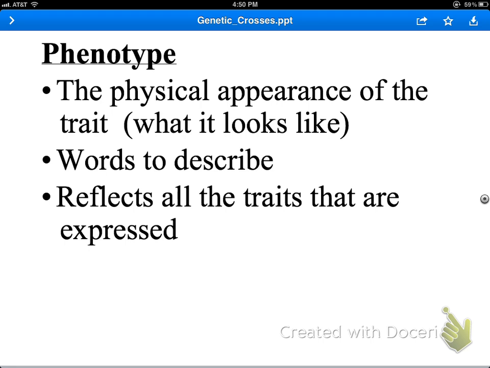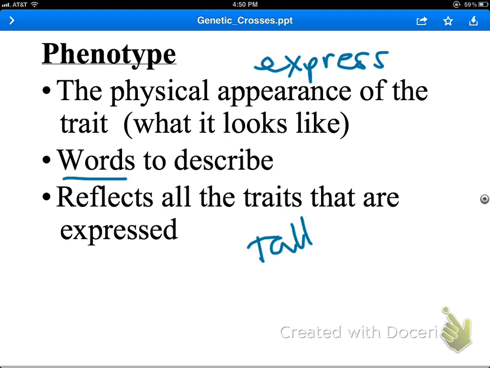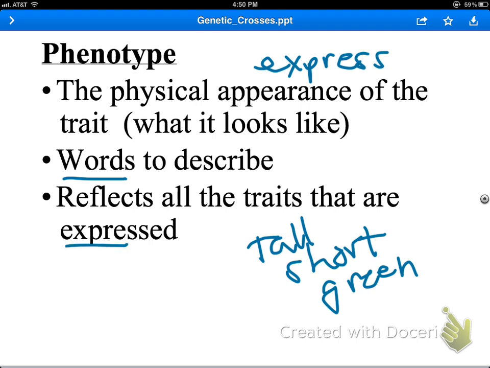Phenotype is another. This is what is physically expressed. This is what the trait looks like on the individual. So think about phenotype as what words would you use to describe it. So this would be like the words tall, short, a color such as green. It reflects all the traits that are expressed.